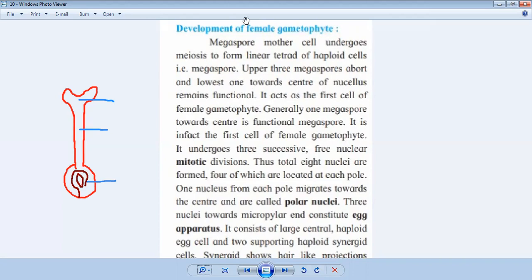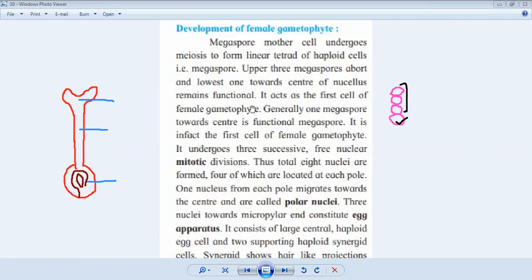मतलब देखिए चार वहां पे मेगास्पोर बनते हैं और चार में से तीन जो होती है वो डिजेनरेट हो जाती है. ठीक है, 1, 2, 3 और 4. तो इन चारों में से, सॉरी, बाकी की तीन जो होती है वो डिजेनरेट हो जाती है और एक बच जाती है. ठीक है, तो एक जो बचती है उसे फंक्शनल मेगास्पोर करके कहा जाता है. ऊपर की तीन जो होती है अबॉर्ट मतलब डिजेनरेट हो जाती है, and the lowest one toward the center of the nucellus remains functional.